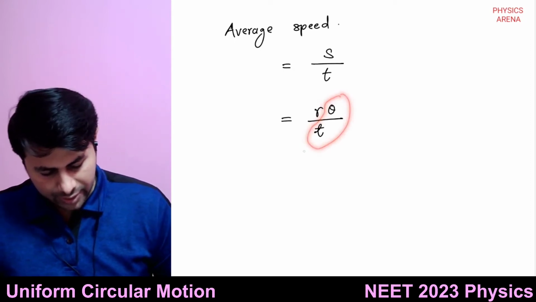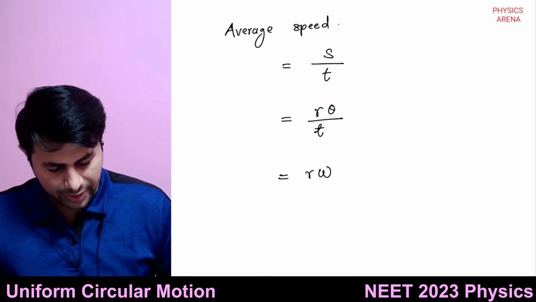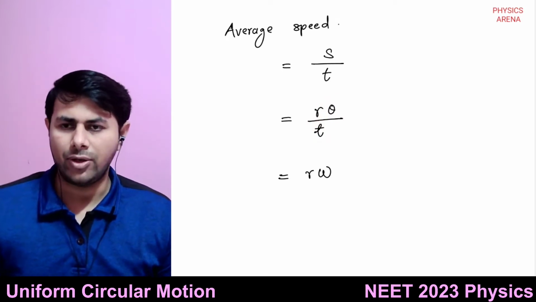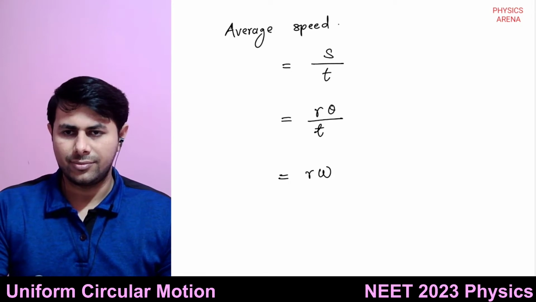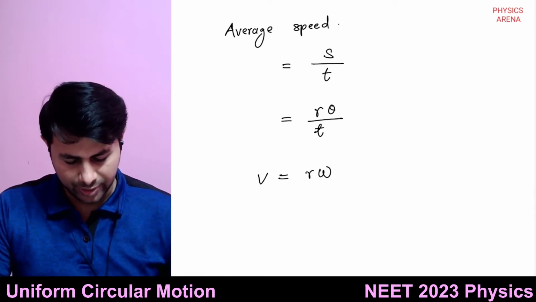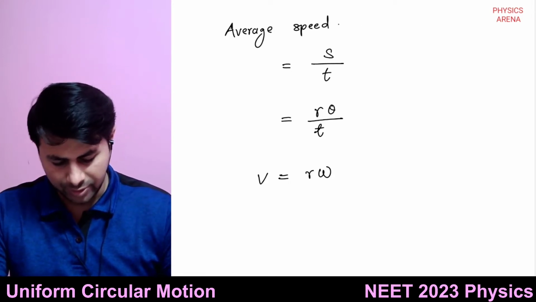Your theta by t is angular velocity. So this is average speed: v is equal to r times omega.